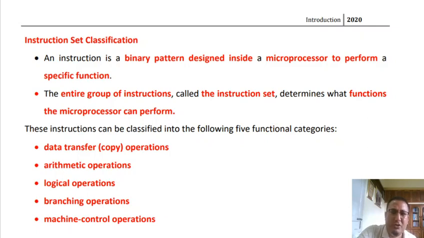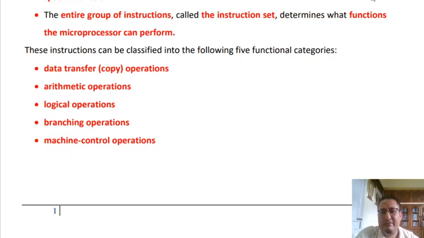Now, the instructions that are supported by the microprocessor can be classified into functional categories. The functional categories are: number one, data transfer operation; arithmetic operation; logical operation; branching operation; and machine control operation. So any of the instructions that are defined for a microprocessor can be categorized into one of these five categories. Let us begin with the first one, that is data transfer operation.